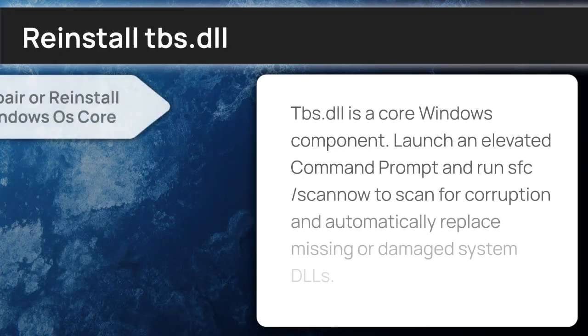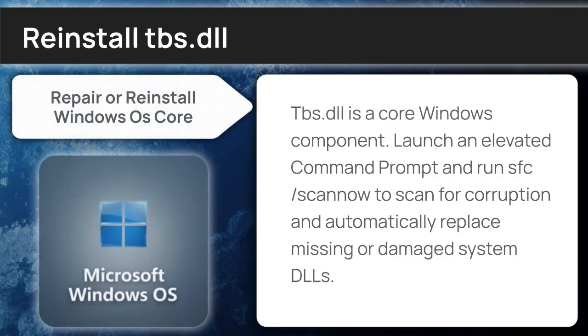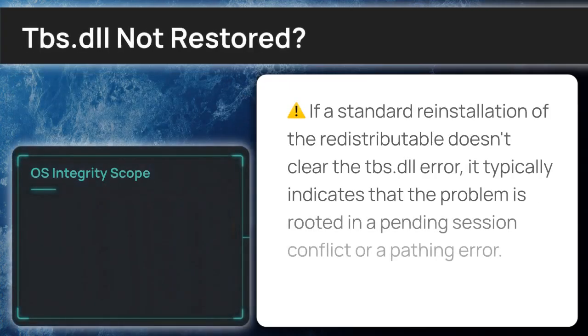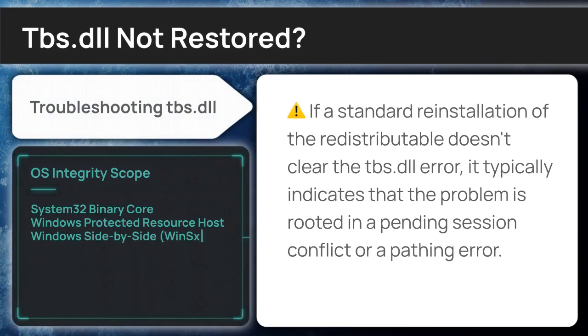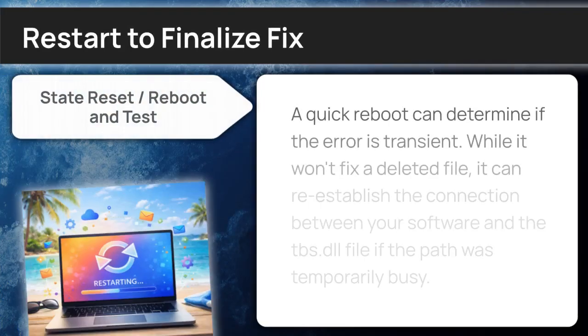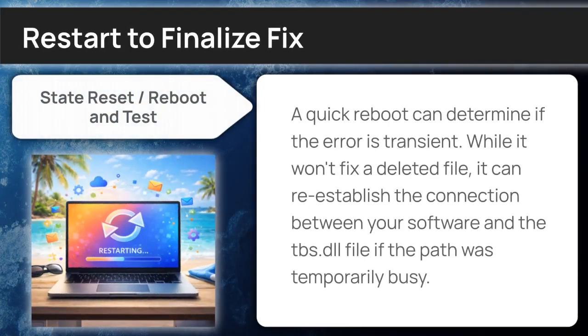TBS is a core Windows component. Launch an elevated command prompt and run sfc /scannow to scan for corruption and automatically replace missing or damaged system DLLs. Should the reinstallation fall short, the next step in our protocol is to validate the integrity of your system's startup environment. A full system restart clears the temporary memory cache and allows Windows to attempt a fresh initialization of all required libraries, including TPM Base Services.